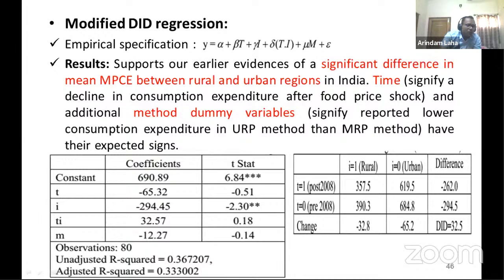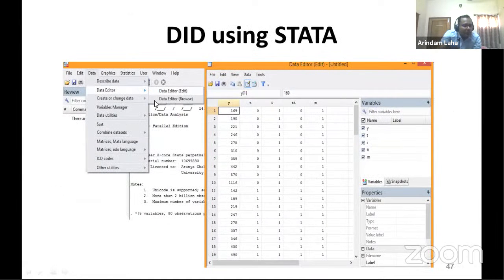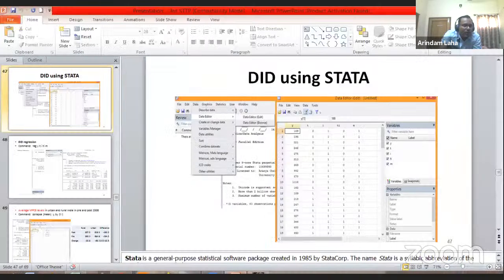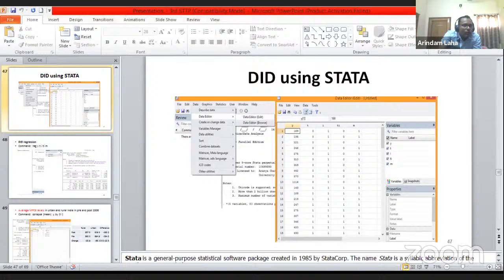Now try to use STATA. We want to run the difference-in-difference regression, and from there we want to estimate average expenditure, average monthly per capita consumption expenditure. For this purpose, let us now use STATA again.